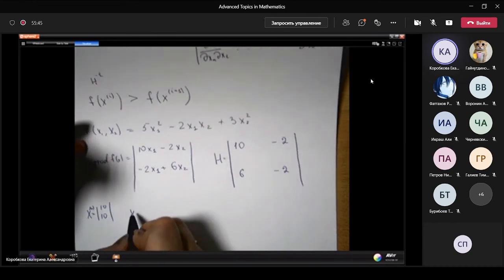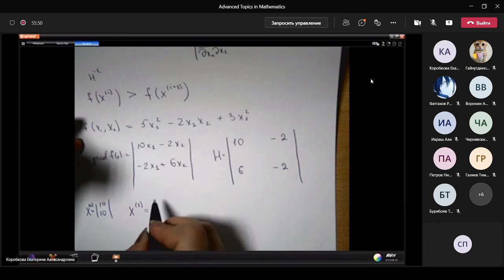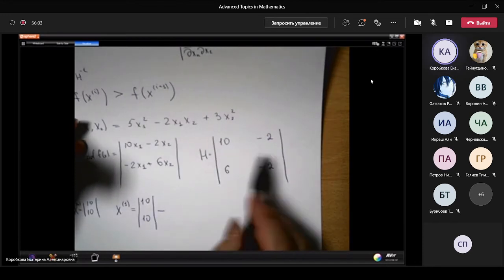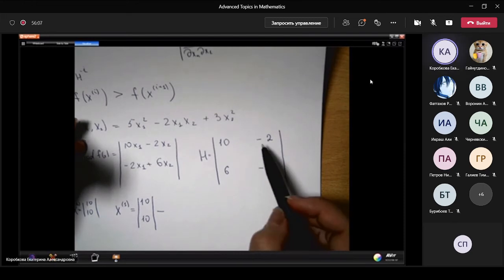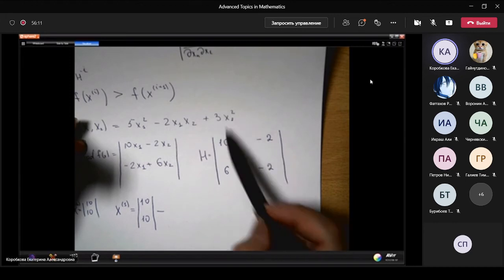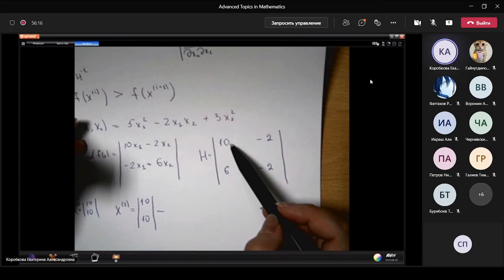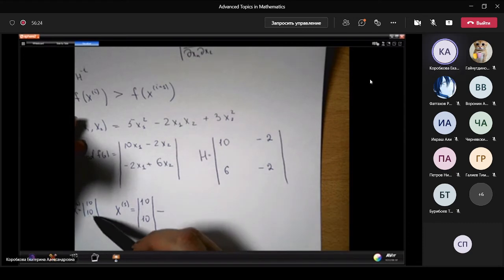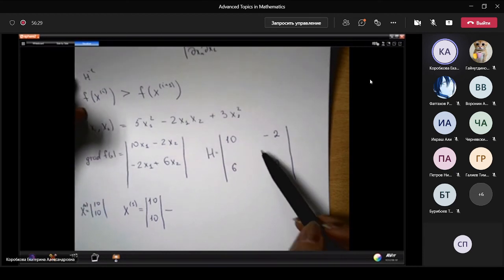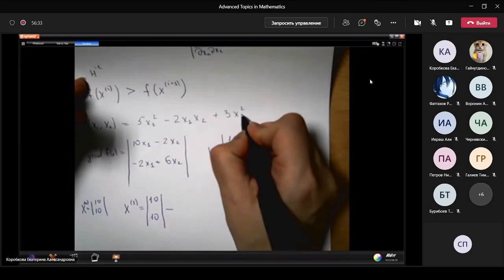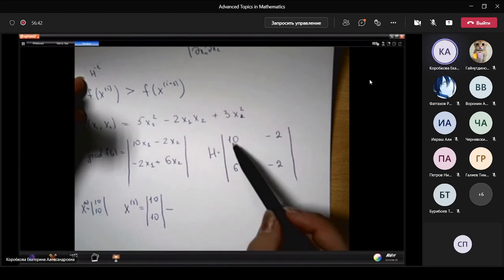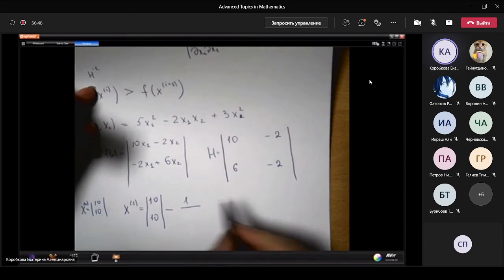So that would be the previous point minus the inverse Hessian matrix. In a real task, the values of X can be presented in the Hessian. Then you should calculate the Hessian in the initial point. But in this task, when we have just these types of terms, we have already got the Hessian with just the real values. So the inverse matrix.